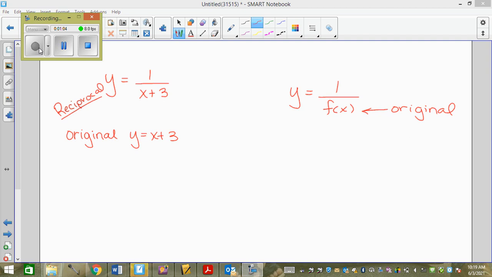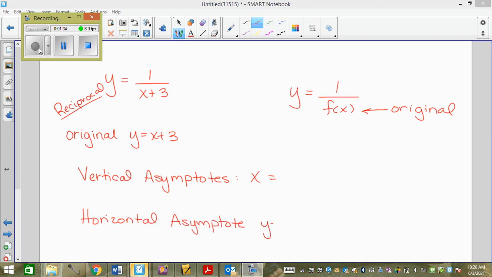Okay? So that's a reciprocal: 1 over something, and then the original function would be the one that's underneath. Right? Okay. Now, vertical asymptotes. Vertical asymptotes are based off of what? The denominator, because vertical lines are x equals lines. Horizontal lines are y equals lines. So our horizontal asymptote is y equals.